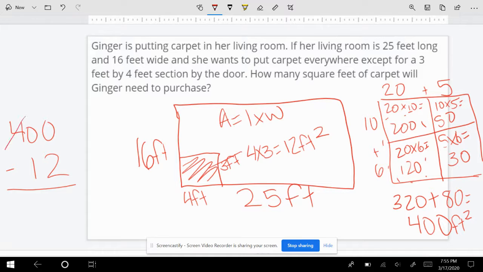I'm going to ungroup 100 because I can't take 2 ones from 0. I cannot take 10 from 0. So this 400 becomes a 300. This 0 now becomes 10 tens. Now I can ungroup a 10, so that's 9 tens, and this is 10. So 10 minus 2 is 8, 9 minus 1 is 8, and 3 minus 0 is 3. So your answer would be 388 feet squared.